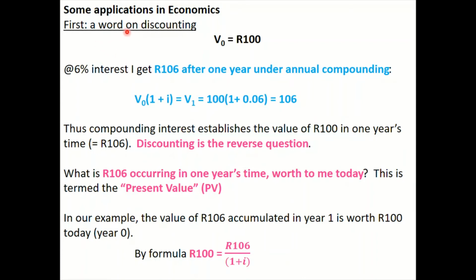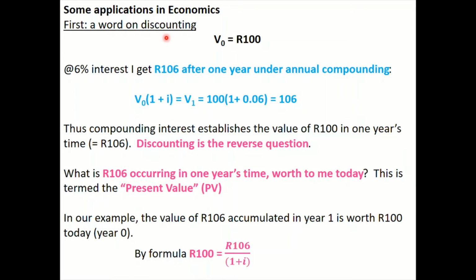Now we're going to work with some applications in economics where we want to use this knowledge that we have on exponential and logarithmic functions. Before we look at some examples, we first need to understand discounting. And what you'll see is that discounting is the reverse of interest compounding.